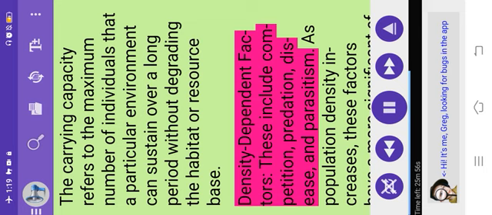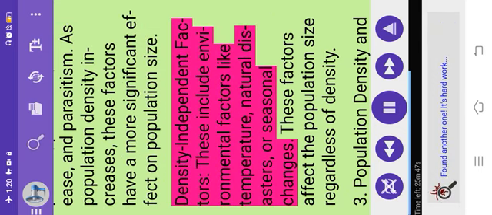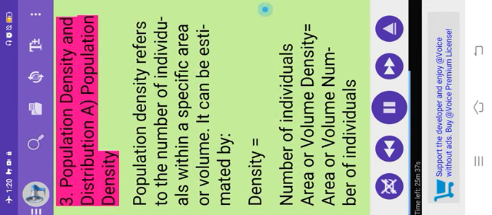Density-dependent factors. These include competition, predation, disease, and parasitism. As population density increases, these factors have a more significant effect on population size. Density-independent factors. These include environmental factors like temperature, natural disasters, or seasonal changes. These factors affect the population size regardless of density. 3. Population density and distribution.